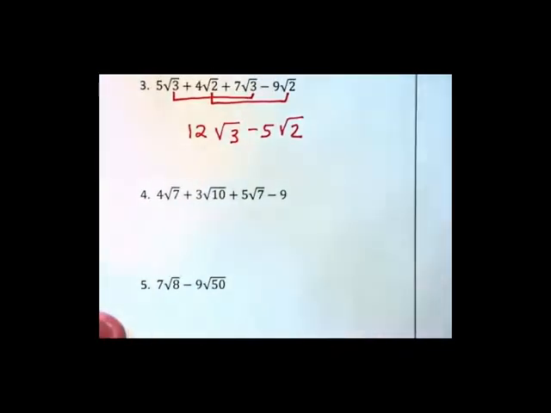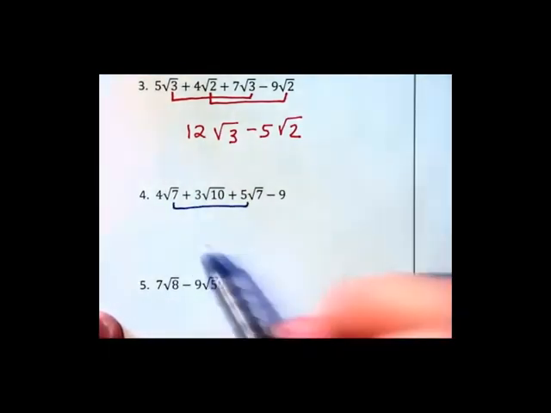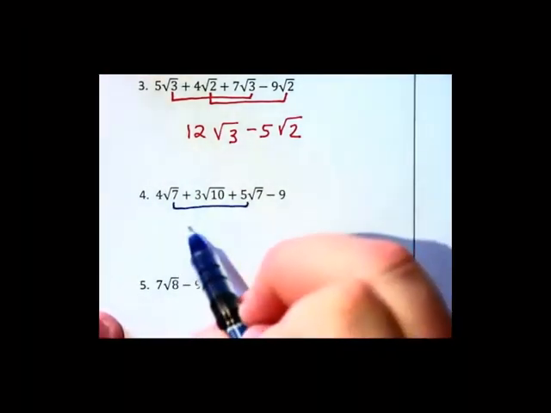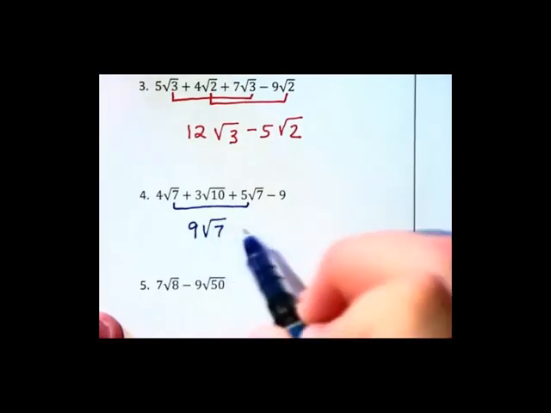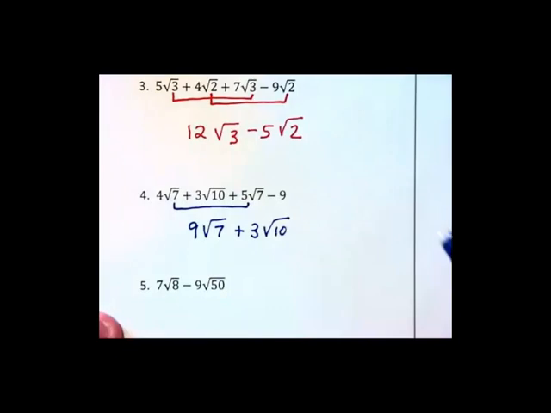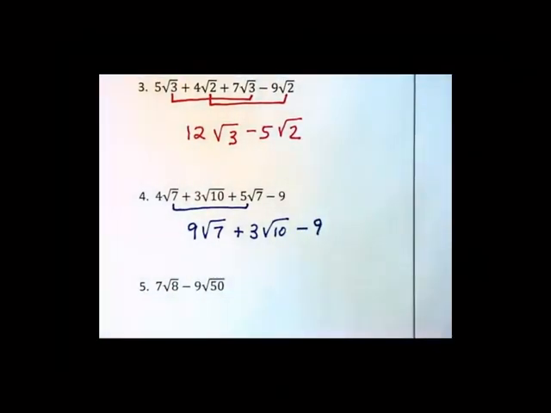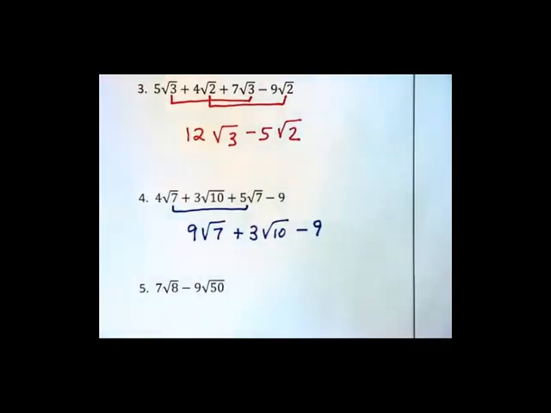Number 4, only two of these have the same radicand. So 4 root 7 plus 5 root 7 makes 9 root 7. But then the 3 root 10 cannot be combined because its radicand is different, and the whole number minus 9 cannot be combined because it has no radical with it. So what is inside the radical must be the same in order to add.